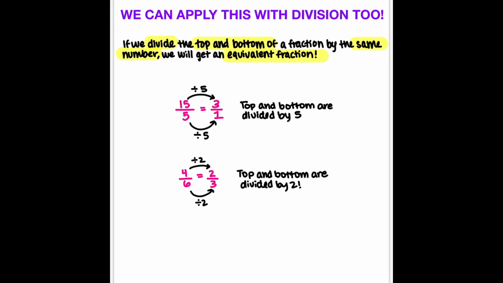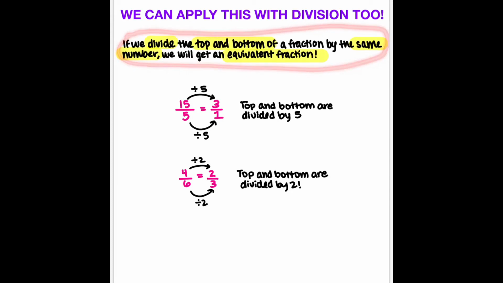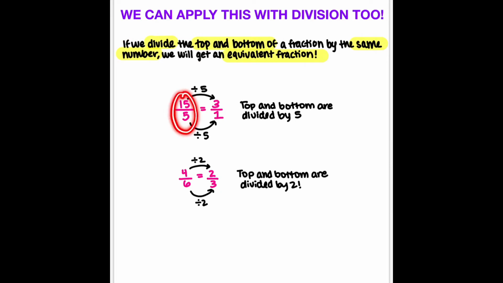Okay, so we can apply this with division as well. If we divide the top and bottom of a fraction by the same number, we will get an equivalent fraction. For example, if we have 15 divided by 5 and we divide top and bottom by 5, we'll get 3 divided by 1.